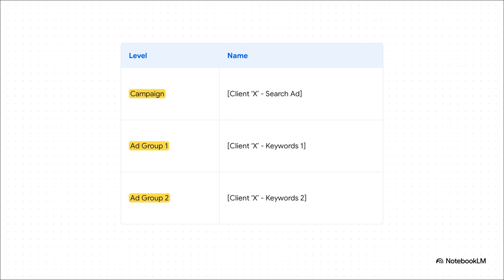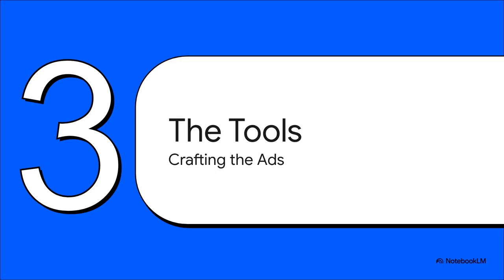And here's what that structure looks like in practice. We have one main campaign, but notice how it's split into two different ad groups. This isn't just for organization, this is the absolute heart of the testing strategy. Each ad group is going to test a slightly different approach, which lets the team see which one really performs the best.